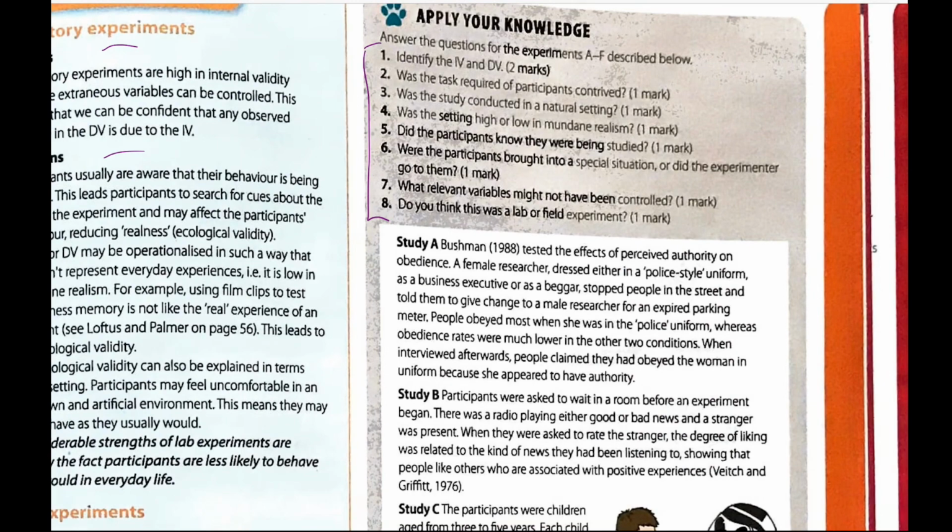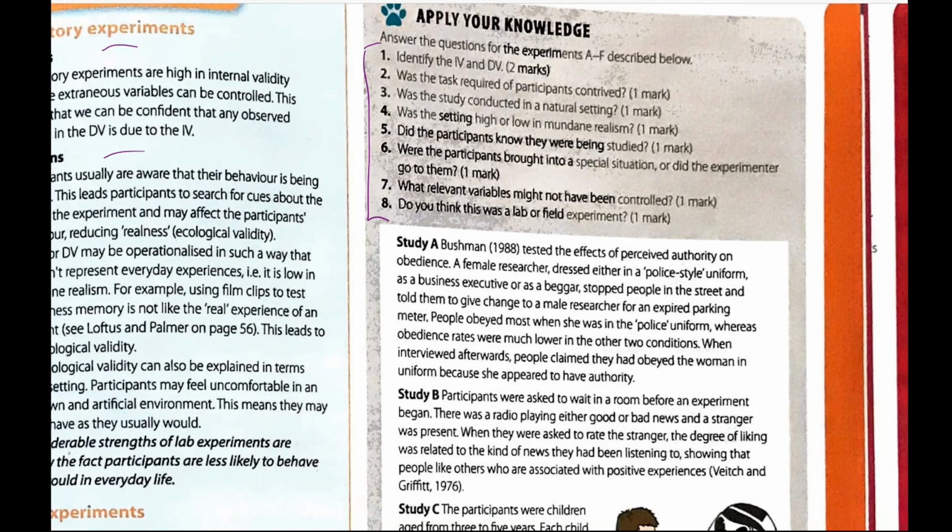So if I quickly talk through study A as an example, it says Bushman tested the effects of perceived authority on obedience. A female researcher dressed either in a police style uniform, as a business executive, or as a beggar stopped people in the street and told them to give change to a male researcher for an expired parking meter. People obeyed most when she was in the police uniform, whereas obedience rates were much lower in the other 2 conditions. When interviewed afterwards, people claimed they had obeyed the woman in uniform because she appeared to have authority. So that's a little synopsis of the study.